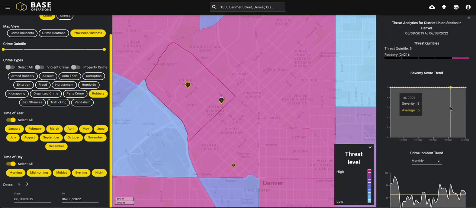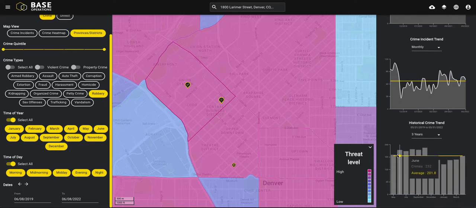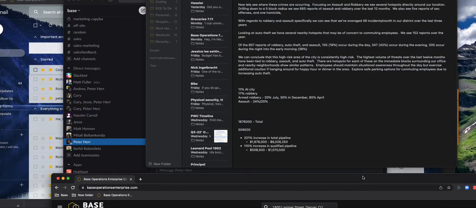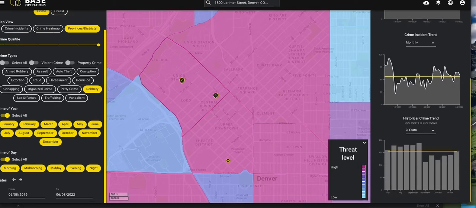Taking a look at robbery, we can see the trends associated with just robbery in this location. We can see that incident volume over the last 12 months has been fairly consistently above average, and we can see that robbery is much more common in the summer months, with spikes up to about 17% throughout the months of June through October as compared to November through April.